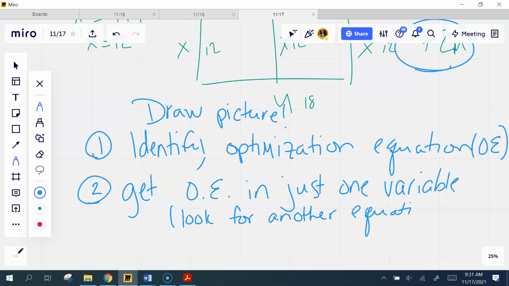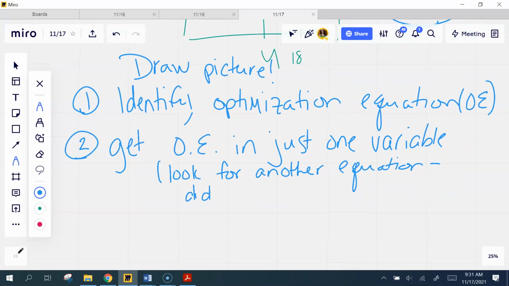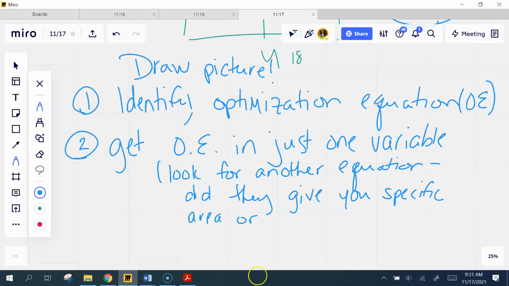For example, did they give you a specific area or volume or something of that sort? That's where your equation is normally coming from.